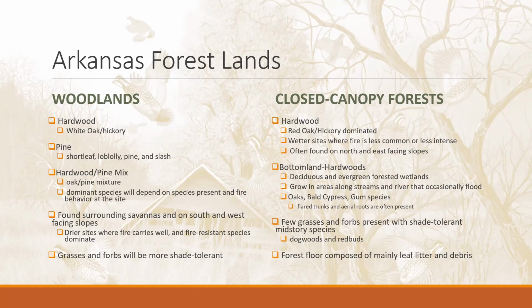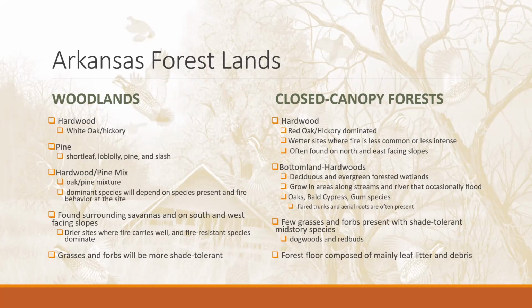And we have two different types of closed canopies here in Arkansas. We have just your dominated hardwood forest, those are going to be more on your north and east facing slopes because those sites are usually wetter. They don't receive as much sunlight. In the closed canopy, you're not going to hardly get any sunlight to the ground floor. You're not going to hardly see any vegetation growing on the ground, mostly just leaf litter, maybe some dead trees that have fallen over. And then we also have the bottomland hardwood forests, and these are deciduous and evergreen forest wetlands that are along rivers and streams.